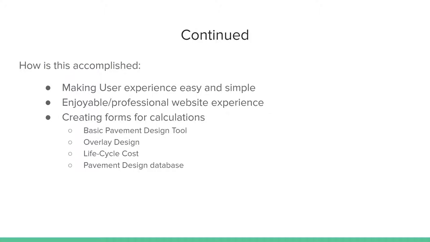We also made the website more professional and more enjoyable to use. The way that we did this is by setting up a standard style guide, and the style guide that we chose to use was the Cal State LA style guide that is provided on the Cal State LA typography. And we also created forms to make it easier to punch in calculations for basic pavement, overlays, lifecycle costs, and pavement design databases. Next slide.